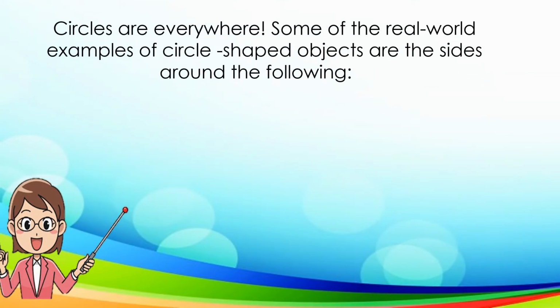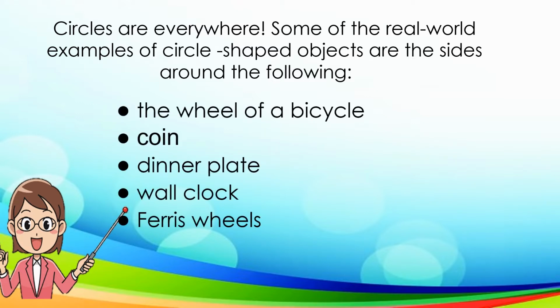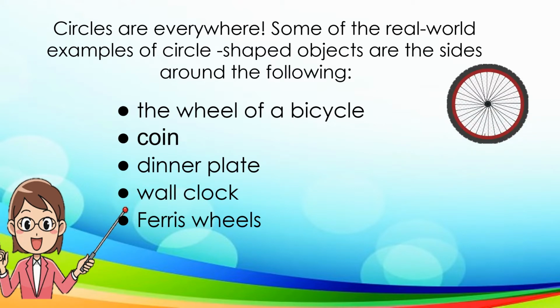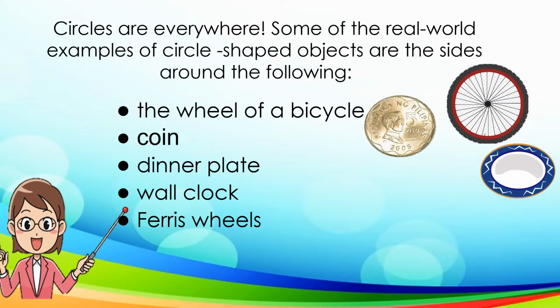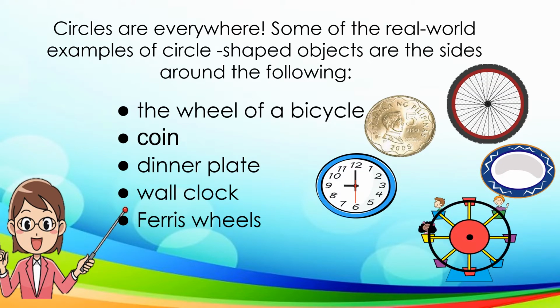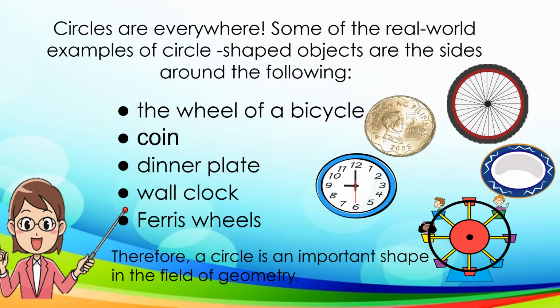Circles are everywhere. Some of the real-world examples of circle-shaped objects are the following: the wheel of a bicycle, coin, dinner plate, wall clock, and Ferris wheel. Therefore, a circle is an important shape in the field of geometry.